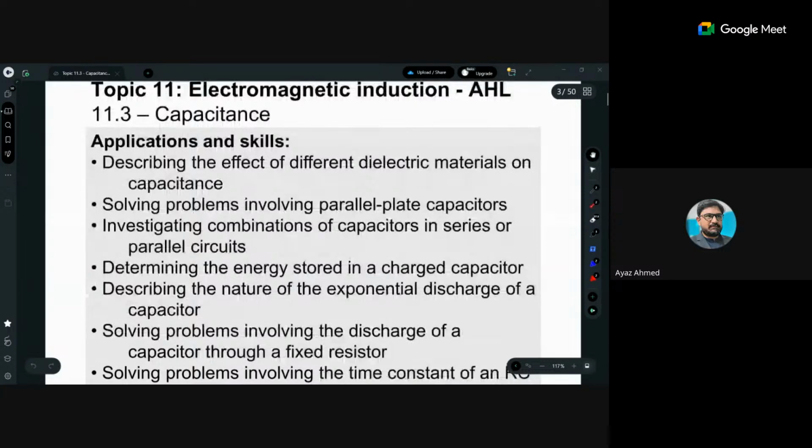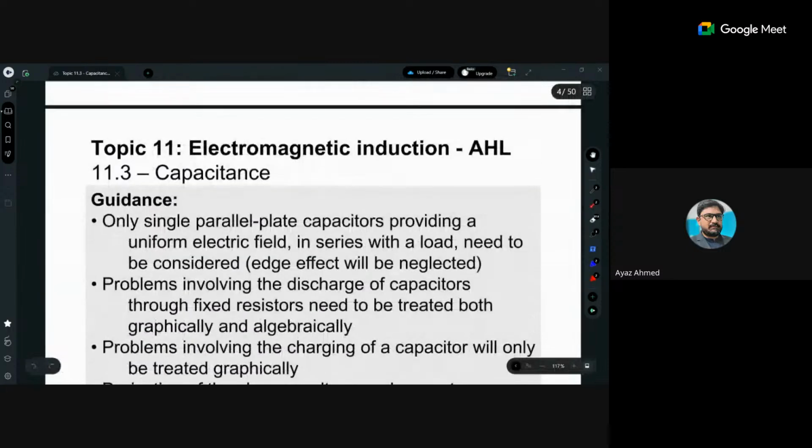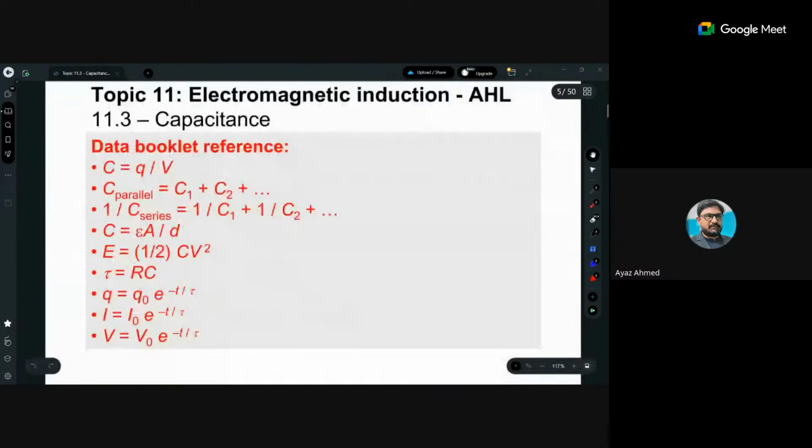So when I say what capacitance is, capacitance is basically the ability of a capacitor to store charge, right? Here we have a lot of areas to be discussed, and these all are the materials which are available in your book, data booklet, right? Your equations are there, and that equation is C equals Q by V. That is the capacitance equation, the defining equation.